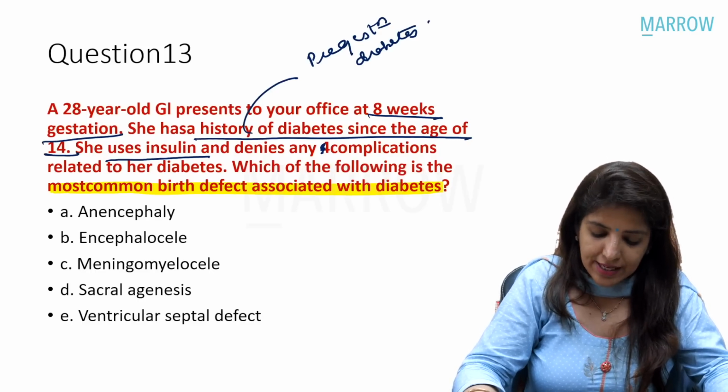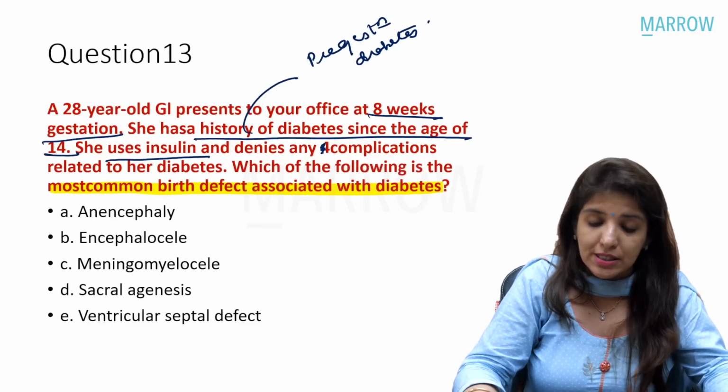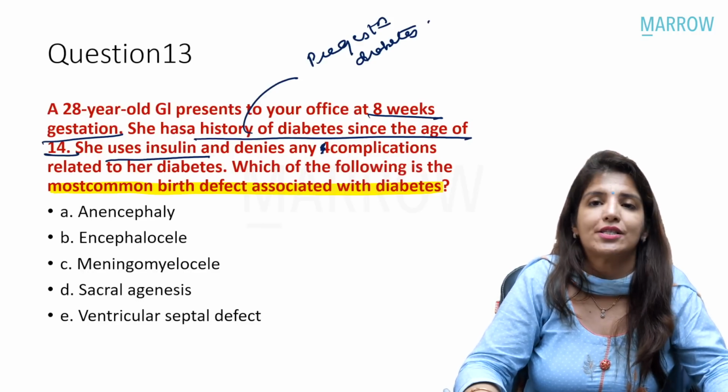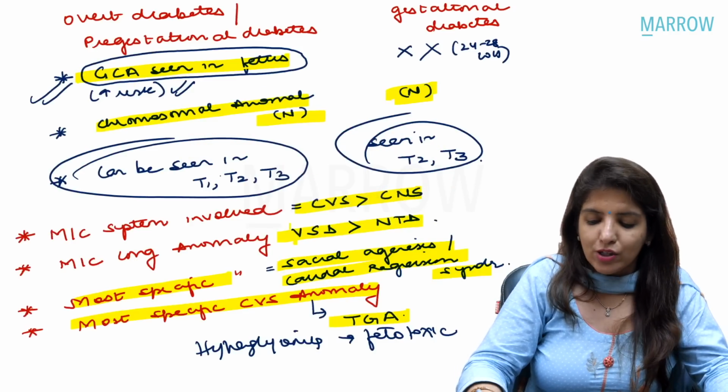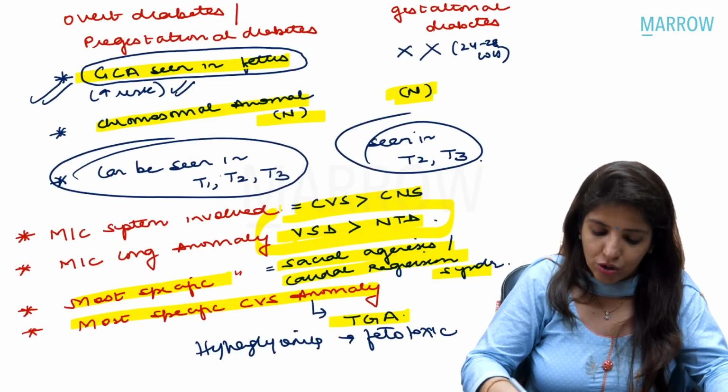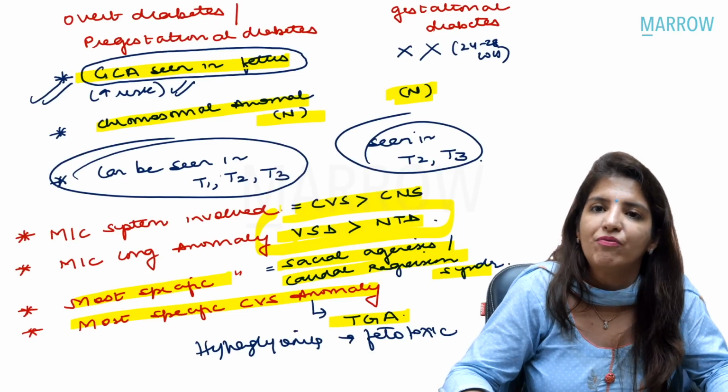Options are option A, anencephaly, option B, encephalocele, option C, meningomyelocele, option D, sacral agenesis, option E, VSD. Just now I told you VSD is more common than neural tube defect. So the answer over here will be VSD.